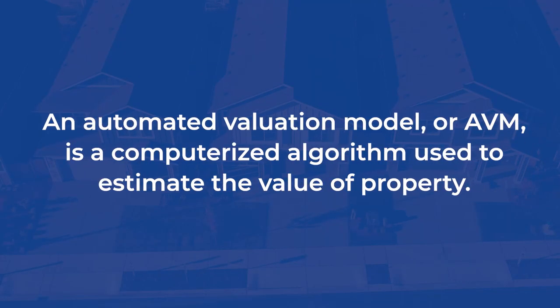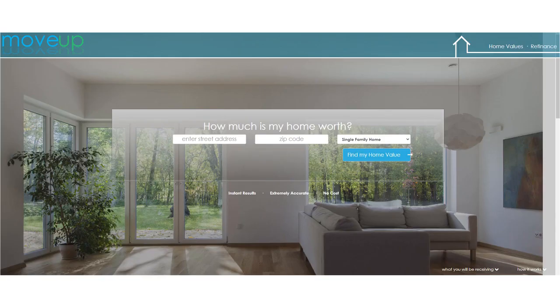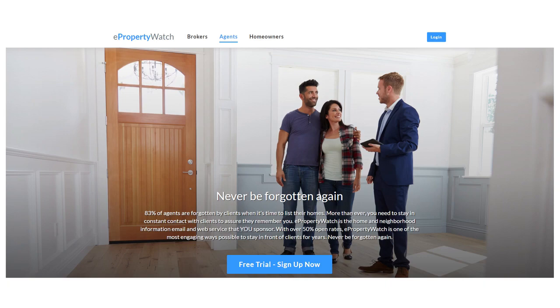An automated valuation model, or AVM, is a computerized algorithm used to estimate the value of a property. The most well-known automated valuation model is the Zestimate, which is provided by the online real estate database Zillow. Other AVMs are available through other websites like HomeSnap, MoveUp.com, or ePropertyWatch.com.